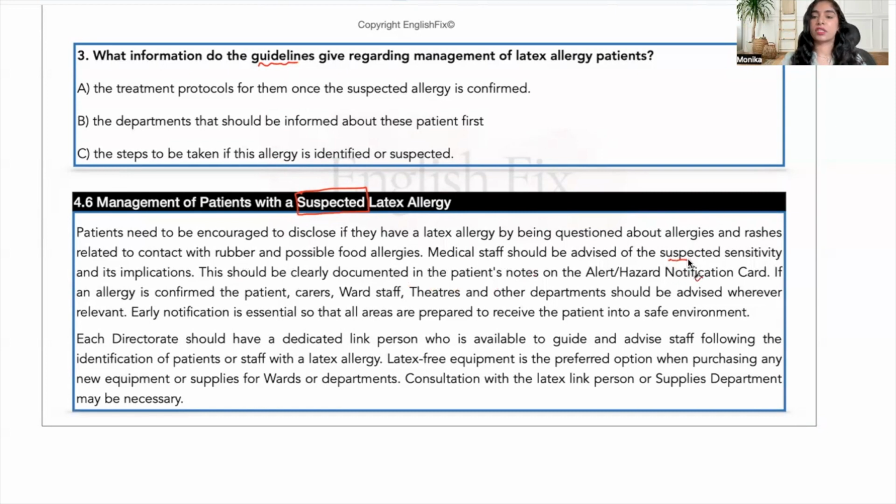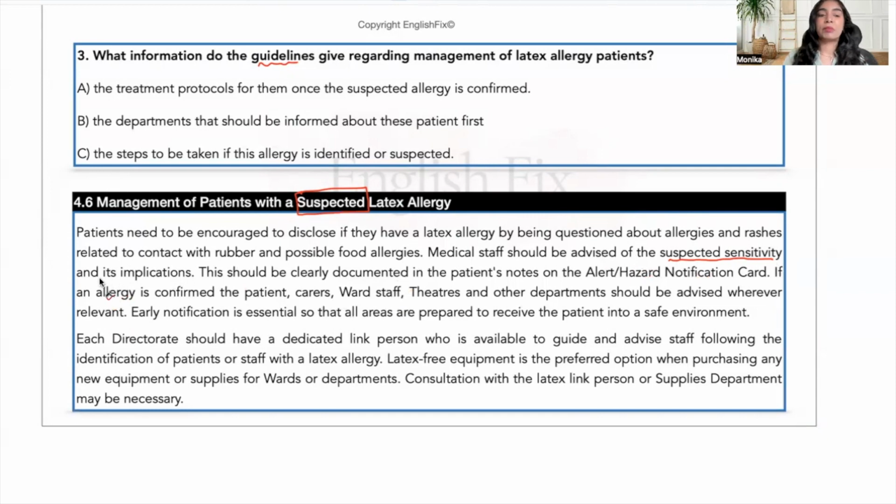So here they started talking about sensitivity, which is also a form of allergy, because it is not yet confirmed. So I can say suspected sensitivity, right? If it is confirmed, I would go ahead and call it an allergy as well. That's fine. So medical staff should be advised of this and its implications. So the medical staff should be aware of the suspected sensitivity.